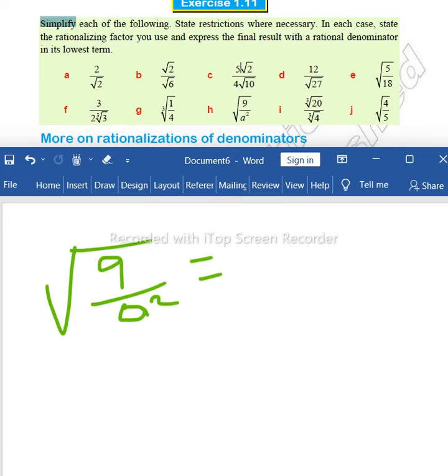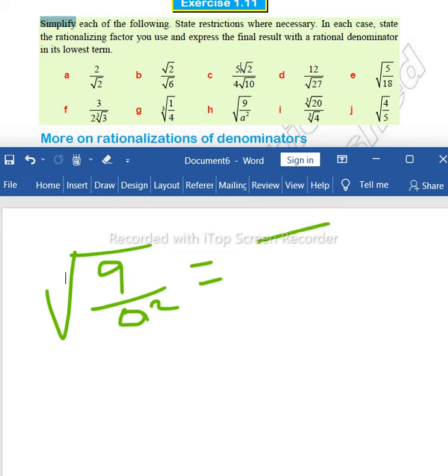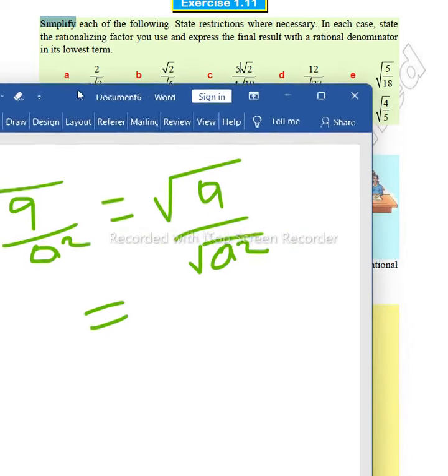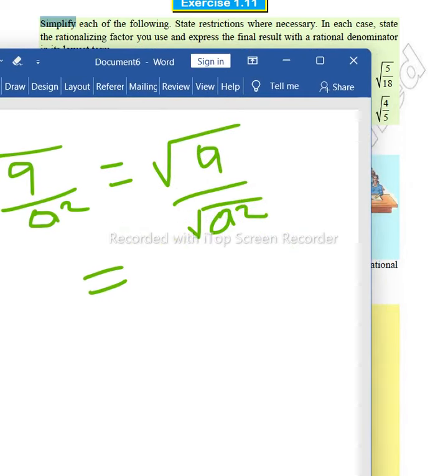We have to write this question like this: square root of 9 over square root of a squared. This is a very simple question. It is already simplified, or already rationalized. The square root of 9 is 3, because 3 times 3 is 9. And here we have a times a, which is a squared, so we get 3 over a.